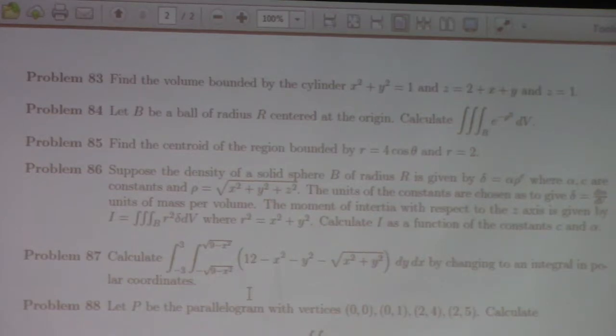Find the centroid of the region bounded by blah and blah. Now that's actually going to take some thinking.